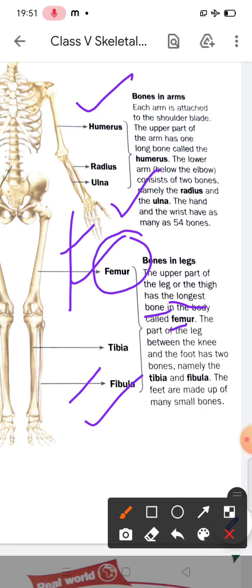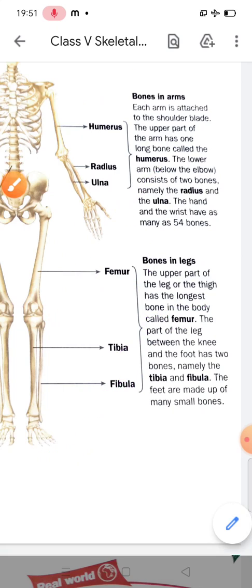Okay. And now the part of the leg between the knee and the foot, you can see, this is the knee and this is the foot, also has 2 bones, tibia and fibula. And the feet, you can see, are also made up of many small bones. Okay, so I hope you understand, students.